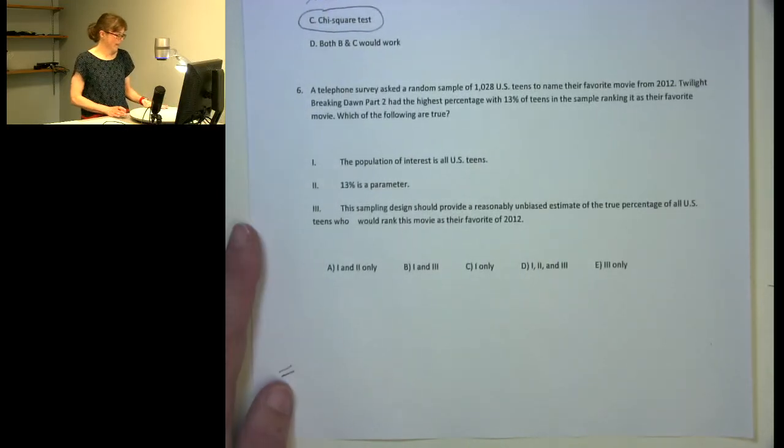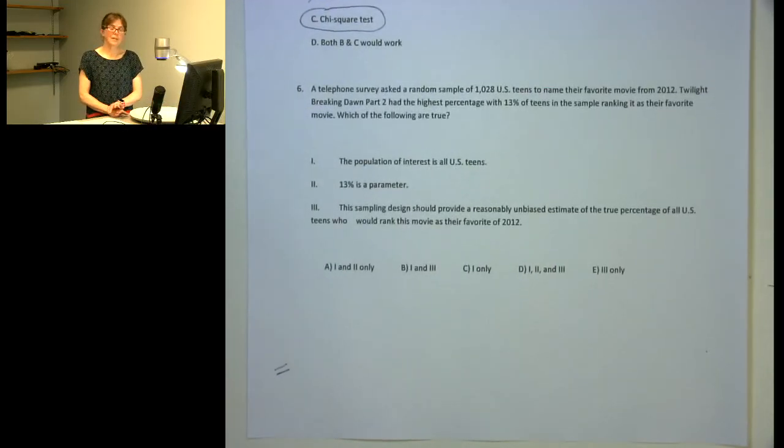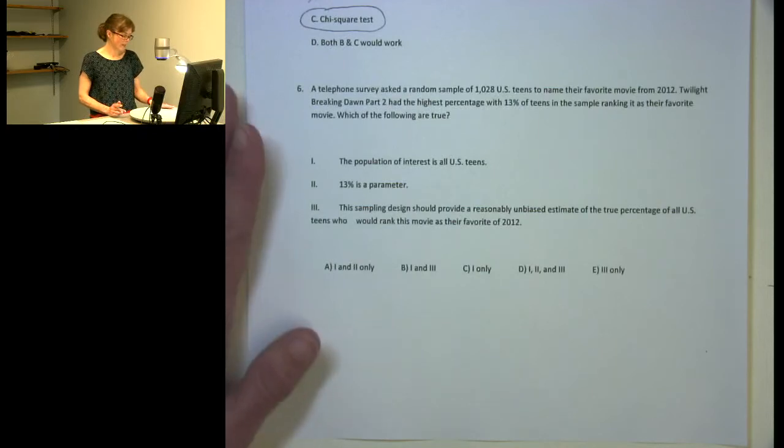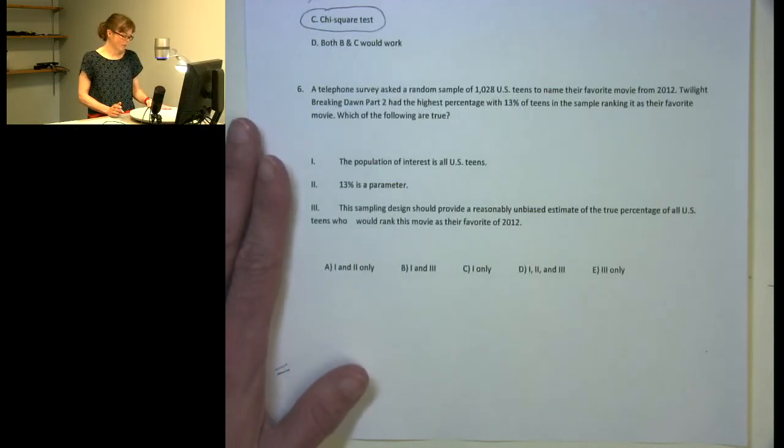Question 6. A telephone survey asked a random sample of 1,028 U.S. teens to name their favorite movie from 2012. Twilight Breaking Dawn Part 2 had the highest percentage, with 13% of teens in the sample ranking it as their favorite movie. We want to know which of the following is true.